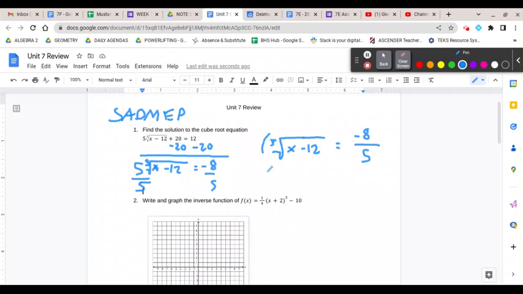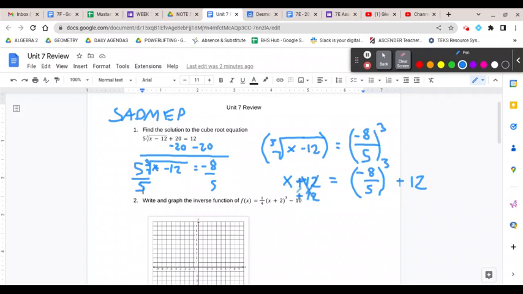Okay. Next thing we need to do is cube both sides. That's how we uncube root it. So now we have x minus 12 is equal to negative 8/5 all cubed. All right. And lastly, we will subtract 12. Oh, I'm sorry. We'll add 12 because we're already subtracting 12. Sorry, early morning. I'm sorry, guys.